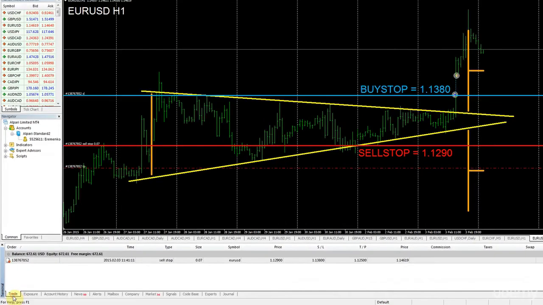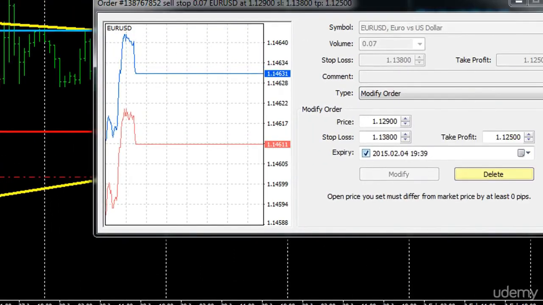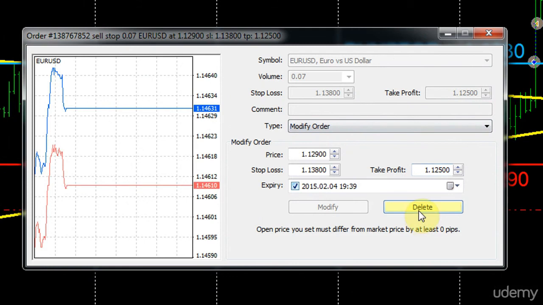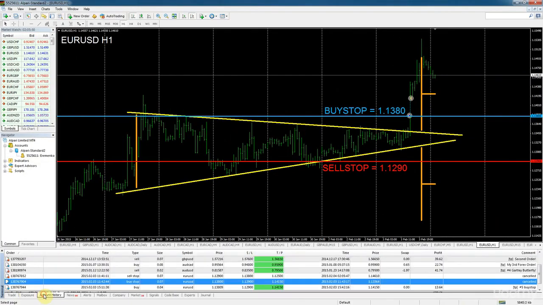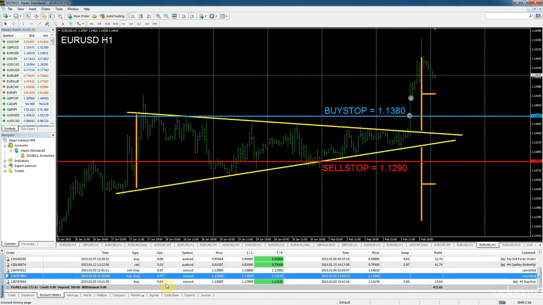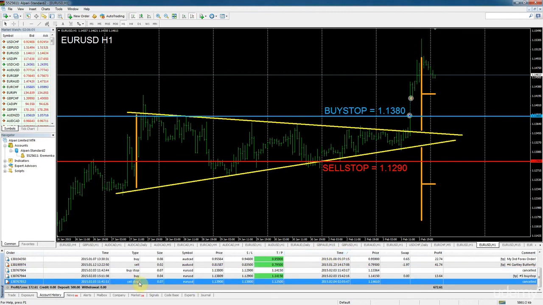We'll go to the trade tab, and we've got the sell stop order here. All we have to do is double click the order. This window pops up, and all we have to do is simply click delete. And that's done. Now if we go back to account history, you'll see that we've got the sell stop order here. Now the orders are all ranked by their order number. If you want to rank them by the time when you close them, you just click time, and your sell stop order will be ranked at the bottom over here because we did close it last.